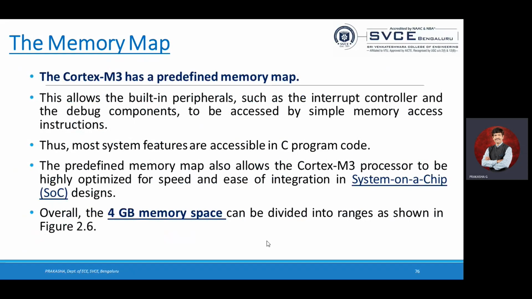This allows the built-in peripherals, such as the interrupt controller and the debug components, to be accessed by simple memory access instructions. We have the interrupt controller in the processor. How to access that one? What is the memory available for that? And it also has the peripherals. Different peripherals are there. How to access them? What is the memory given to those particular peripheral devices? Most system features are accessible in C programming code. Usually, if you are good in C, you can write the C program, and later you can convert that to an assembly language program, and then it can be dumped into the ARM Cortex M3.